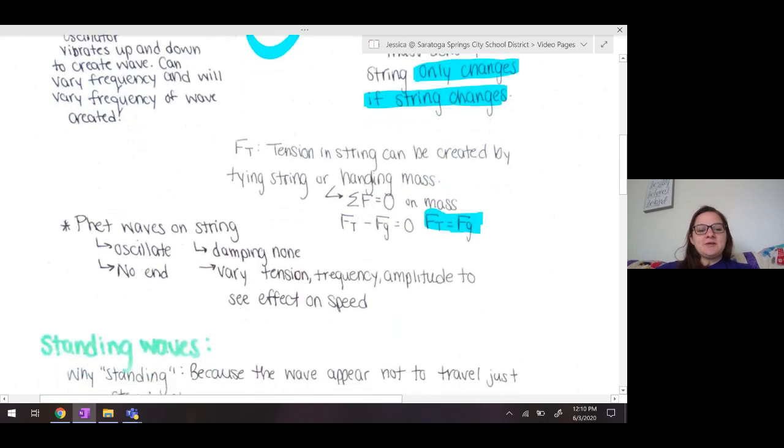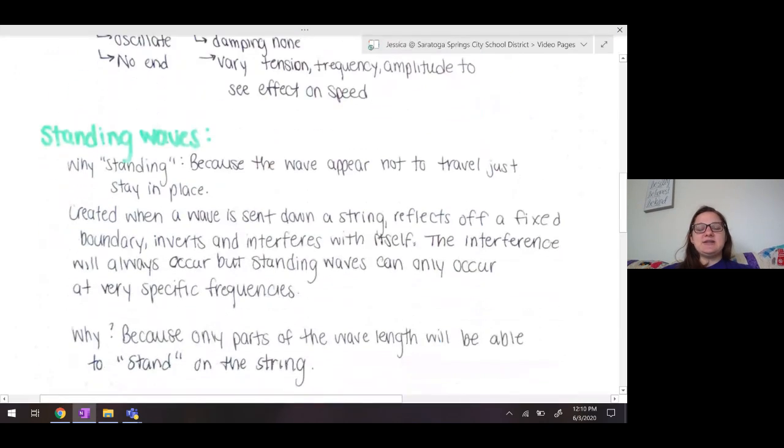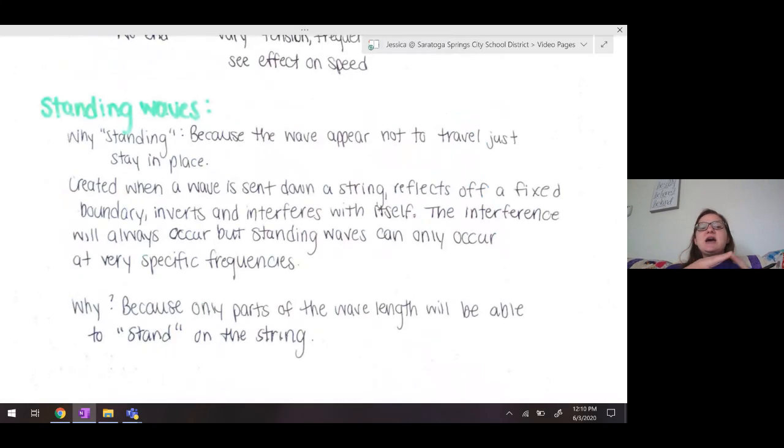Okay, so now let's talk about standing waves. And we're going to talk about standing waves on strings.